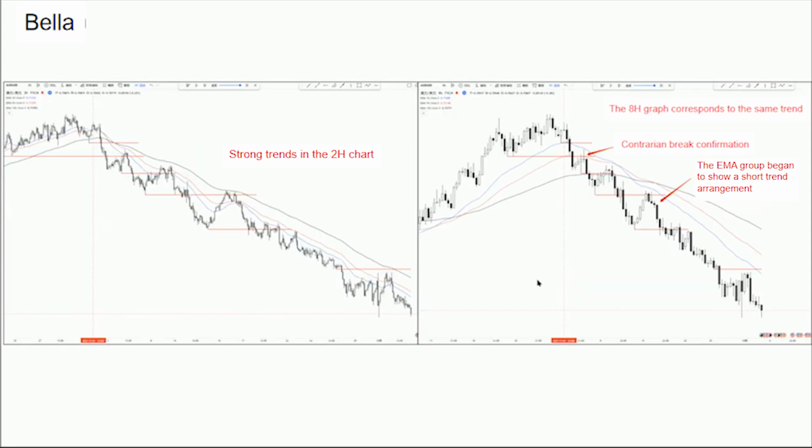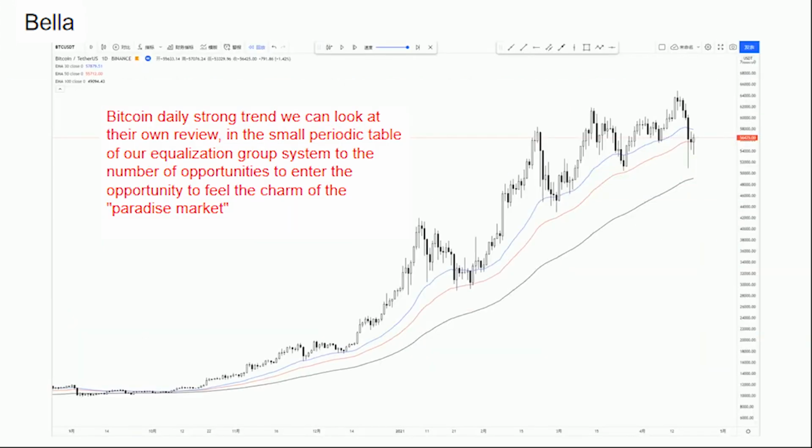And now let's look at some examples of the big and small periods going against each other. On the left we have a 2-hour chart of the Australian dollar versus the Canadian dollar. The EMA group has just seen a bullish divergence, and the price has broken out of the previous band point, and now it has retreated to the dynamic support area of the EMA group to gain support and try to continue to push the bulls.